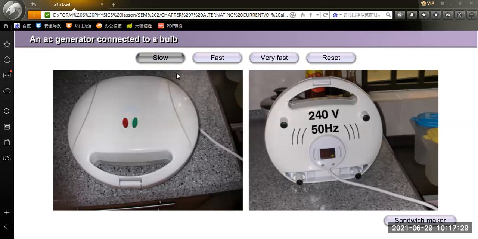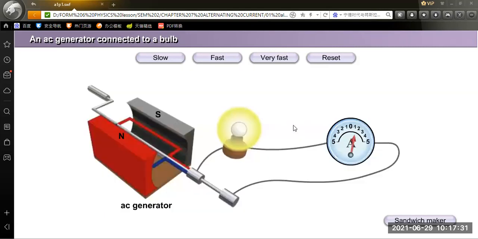Just now we noticed that the direction always changes, right? As I mentioned before, the current flows in one direction and then back in the other direction. So we need to know how fast it changes. The frequency for the alternating current used is 50 hertz, which means 50 times change in 1 second.